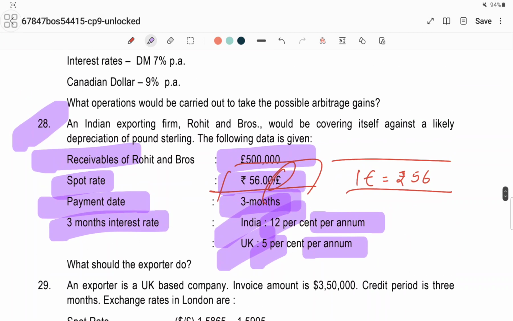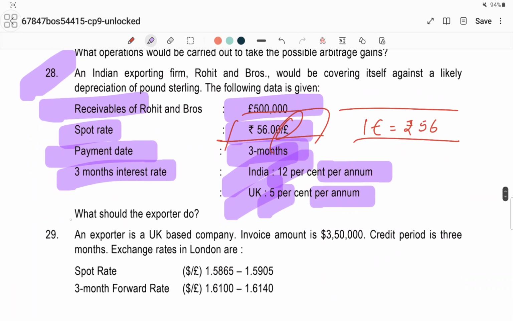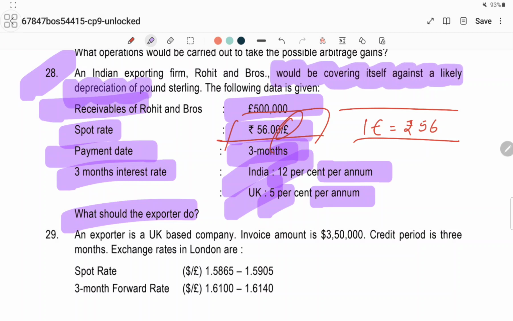Okay. Now the main question is, what should the exporter do? What the exporter wants is, see, I have some receivable in foreign currency. An Indian has receivable of pounds 5 lakh in foreign currency, and I have to cover myself against the likely depreciation of the pound sterling. So what ideally would be the hedging technique?